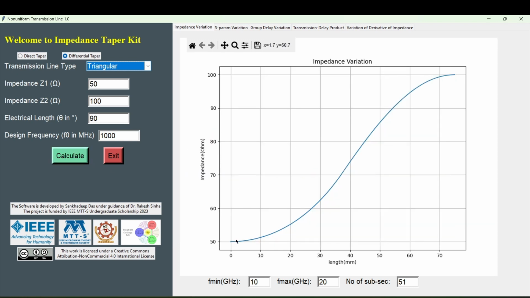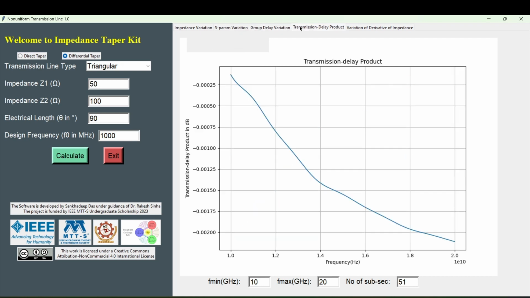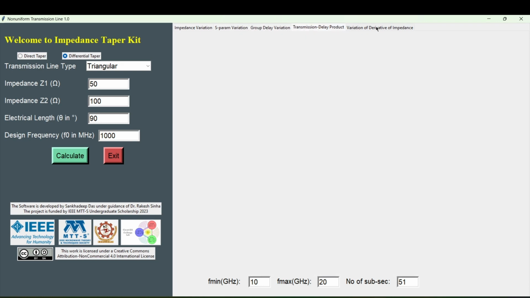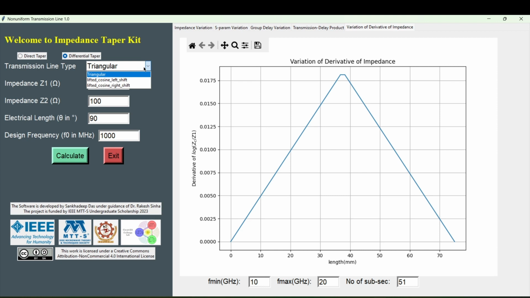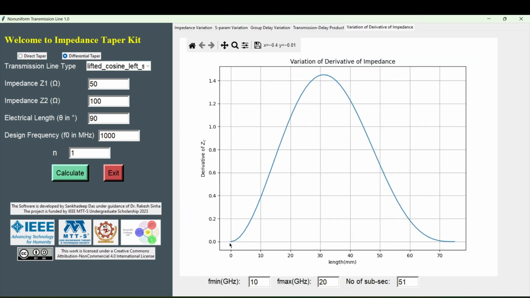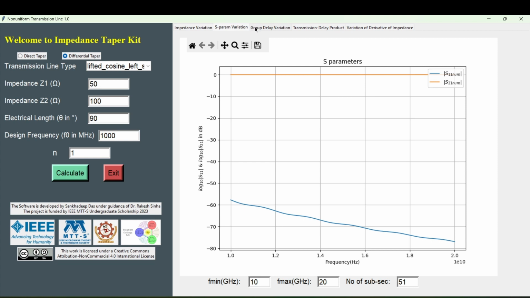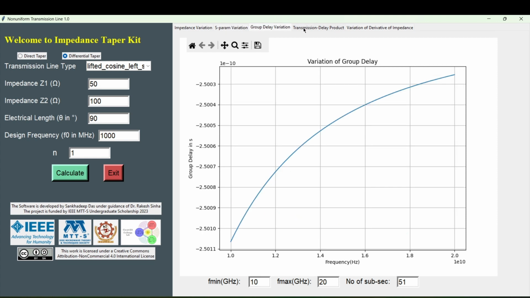This is the impedance variation of triangular taper. These are the other variations: S parameter variation, group delay variation, transmission delay product, and variation of derivative of impedance. There is lifted cosine left shift. This is the variation of derivative of impedance, and this is impedance variation, S parameter variation, group delay variation, and the transmission delay product.